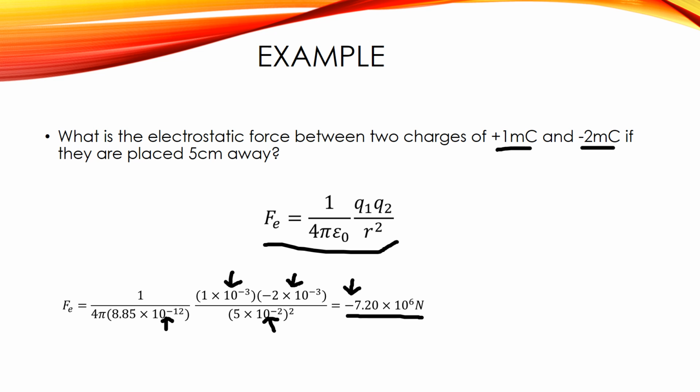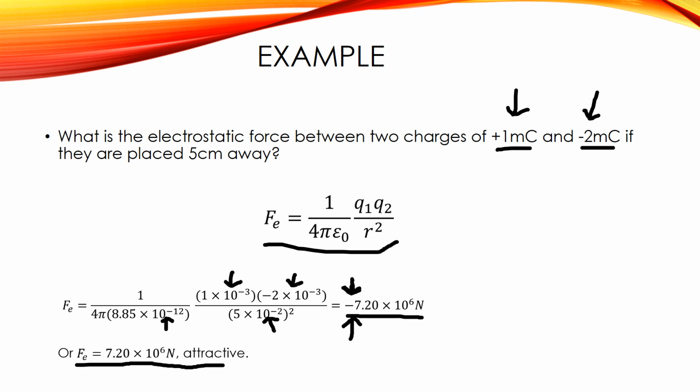Or if you're not comfortable with the negative, you can also express your answer in terms of this: Fe equals 7.2 to the power 6 Newton attractive. Okay. Yep, so over here, one positive, one negative, you know that they will be attractive in nature. The negative sign that you have in your answer is representing that attractive nature. Okay, so that's how you use the formula.